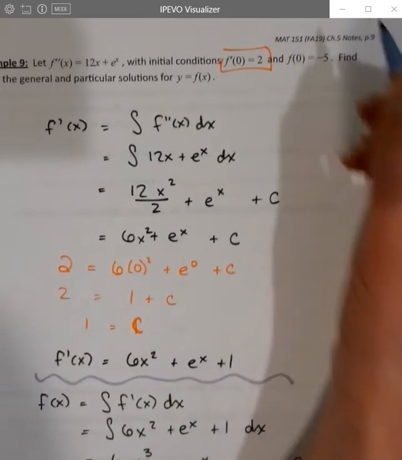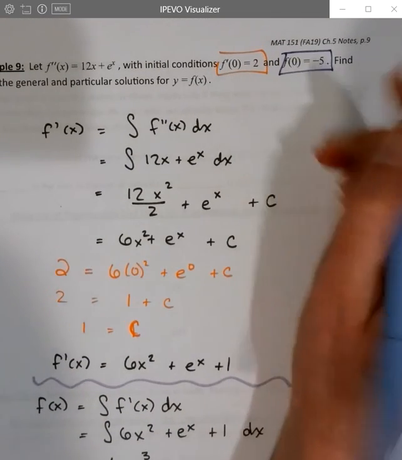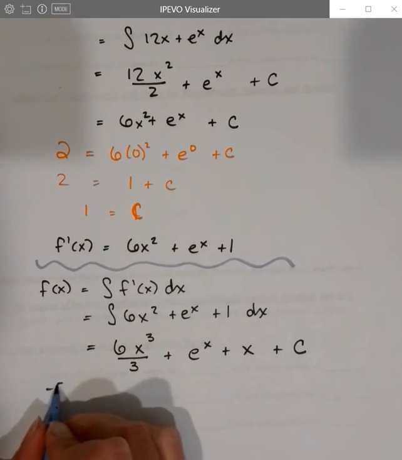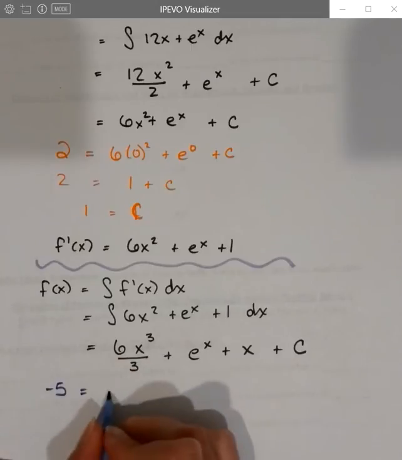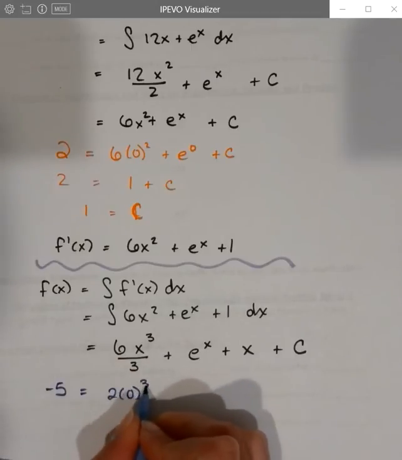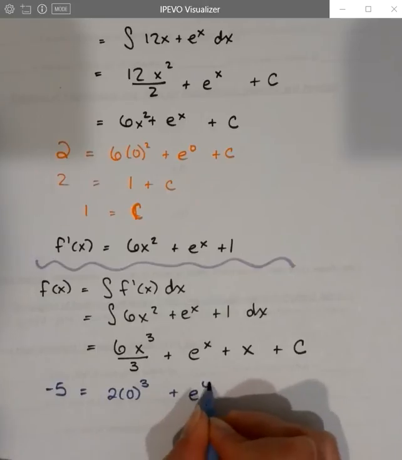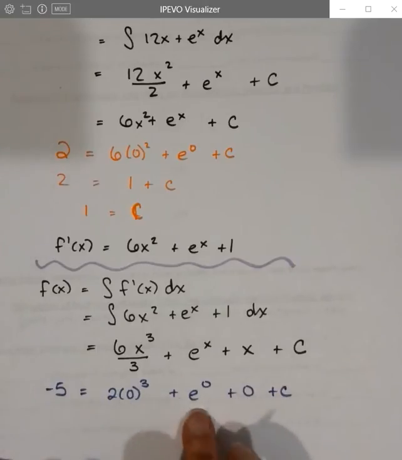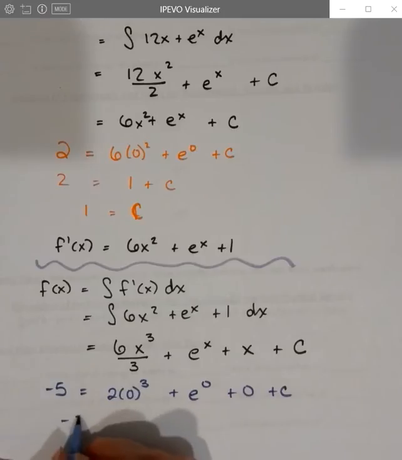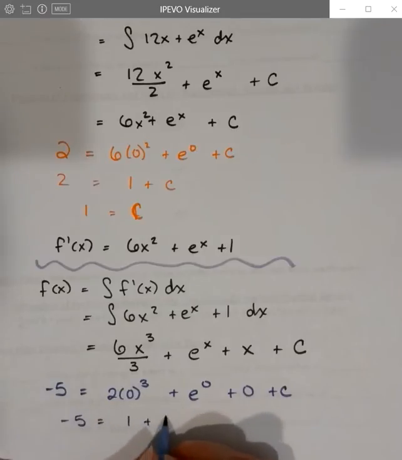Now we're going to use the other initial condition, the one for f. When I plug 0 in, I get -5. So -5 is the y value, equals, I forgot to reduce, but that's okay. This is 2 times 0 cubed plus e to the 0 plus 0 plus c. Again, 0, e to the 0 is 1, 0. So -5 equals 1 plus c. So I'm going to get -6 for c.